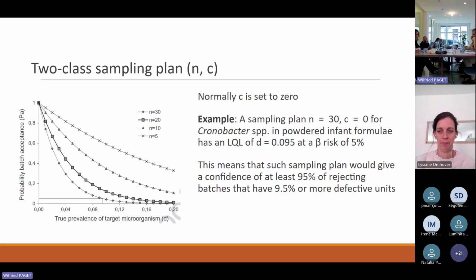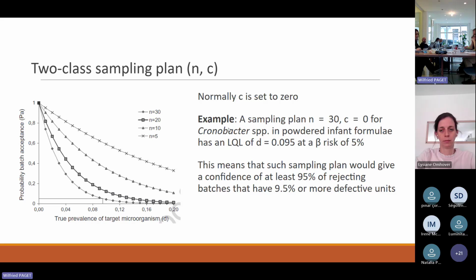So you can see the operating characteristic curves for this kind of sampling plan, and I would like you to have a look at N. C is constant at 0, so the rule is having no positives, and then you see that the N value is changing. When N is small, you can see that the sampling plan is not as discriminant. As you increase the sample size, it becomes more discriminant. Now C is normally set to 0 for pathogens.